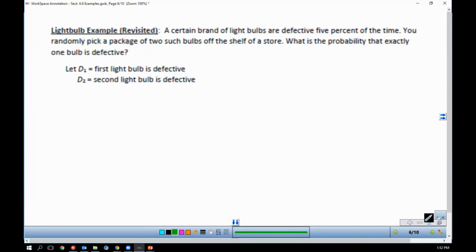So do I want no bulbs to be defective? Wait. The problem says exactly 1 bulb. Oh, I thought you were asking overall. Do I want 2 to be defective? No, I just want 1. So how could that happen? If D1 is the first light bulb is defective, D2 is the second light bulb is defective, how could I state an event that talks about only 1 being defective?